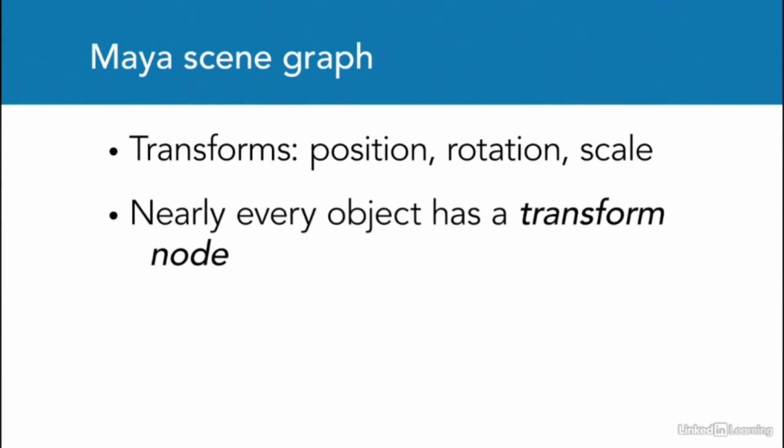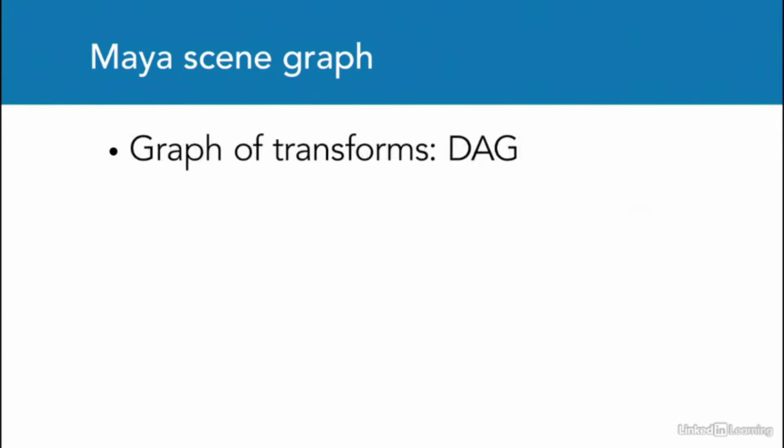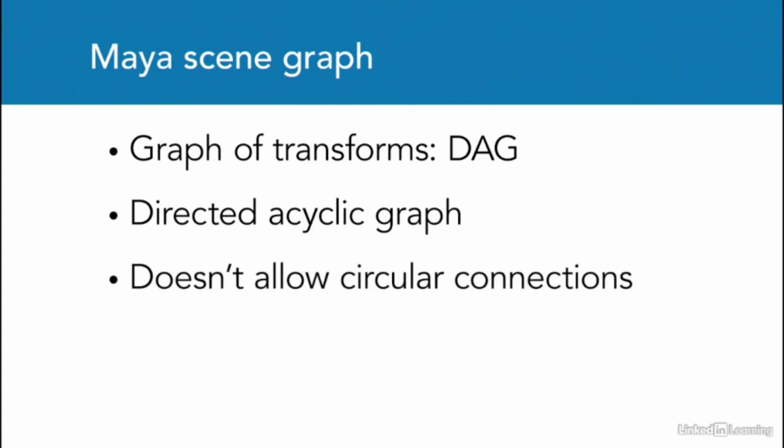Any renderable object and almost any non-rendering object has a transform node to place, orient, and size it in the scene. A few other node types, such as groups and skeleton joints, also store transforms. The graph of all transforms in a scene is known as the DAG, which stands for Directed Acyclic Graph. It's a type of node graph that doesn't allow circular connections or dependencies. For example, an object cannot be both parent and child to another object.